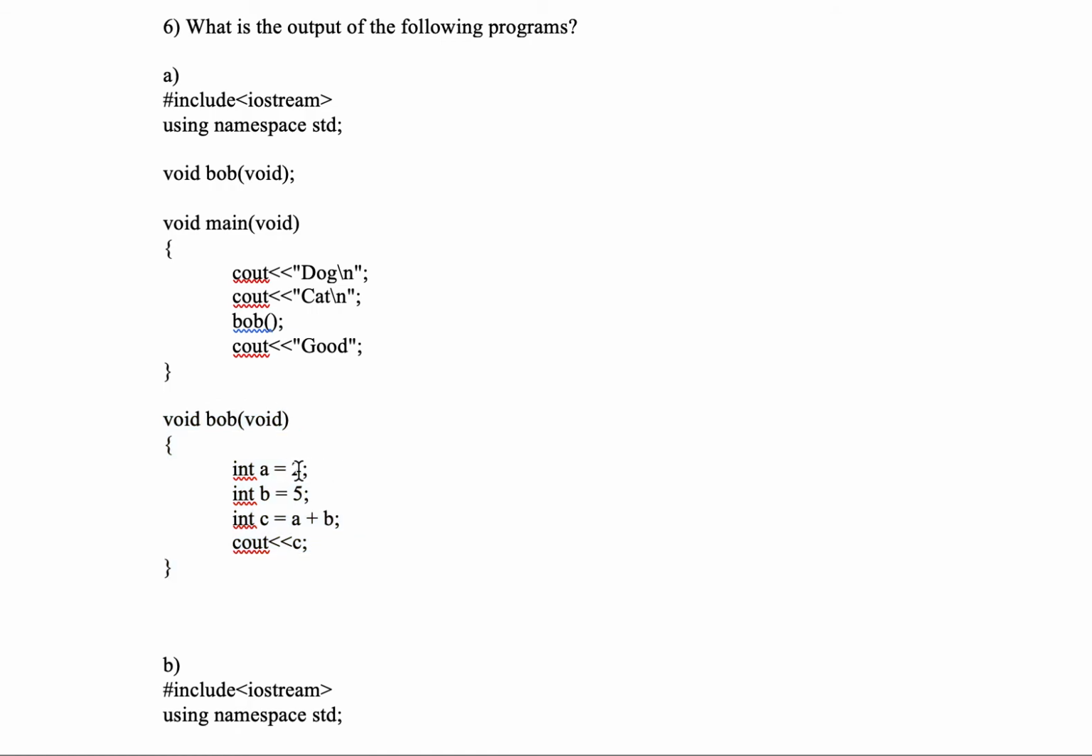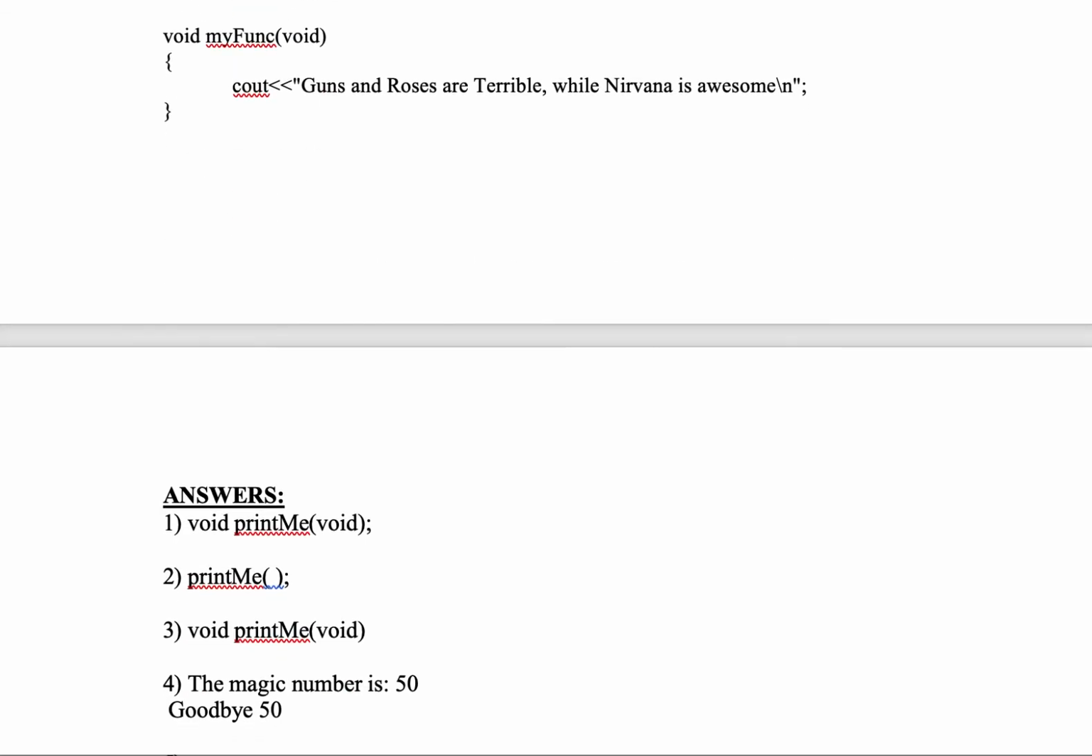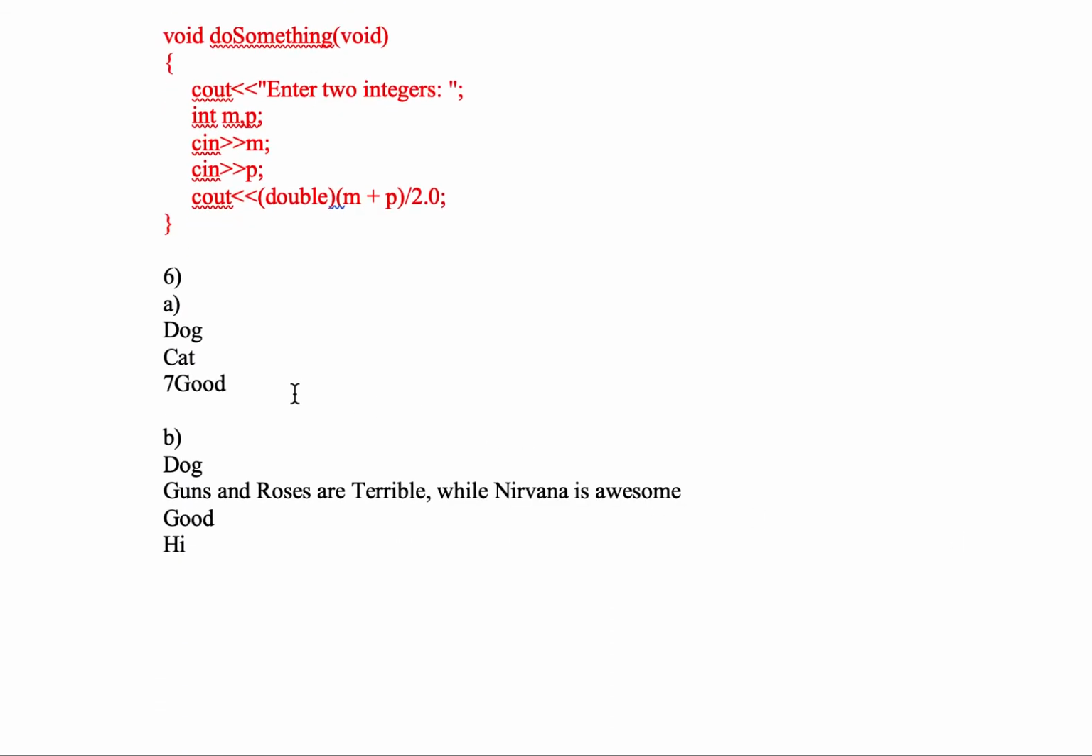And that creates two ints, A and B. A is 2, B is 5, C is 2 plus 5, 7. I'm going to output 7. Then we jump back into right after the Bob call, which is cout good. So dog, cat, 7, good is the answer in that order. And there it is down there. Dog, cat, 7, good.